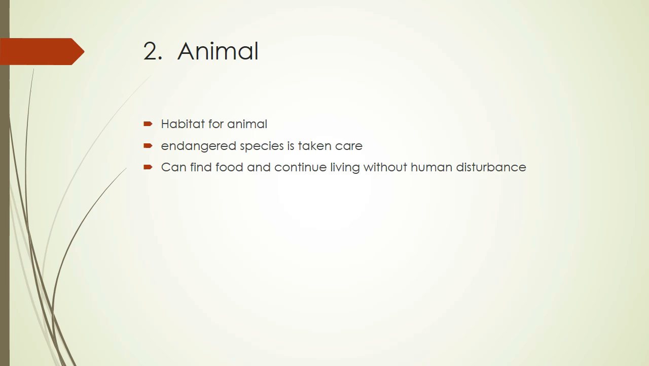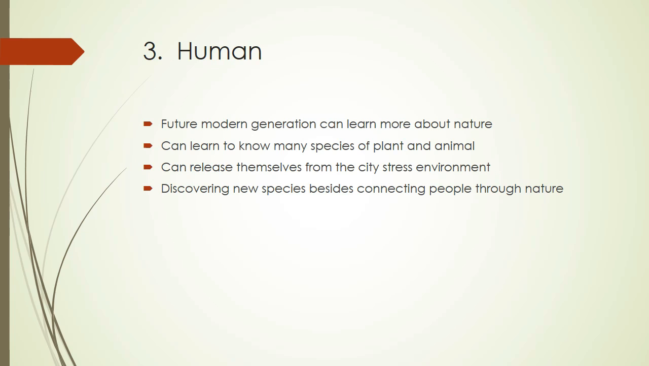So the third importance of the rainforest in Penang Hill is for humans. First of all, the future modern generation can learn more about nature. As we can see, people nowadays are too addicted to their gadgets. People can learn more about nature, especially its importance. By learning this, they will know the importance of the rainforest ecosystem not only for them as humans, but for the whole ecosystem, which includes animals, non-living things, and other living things in the world.